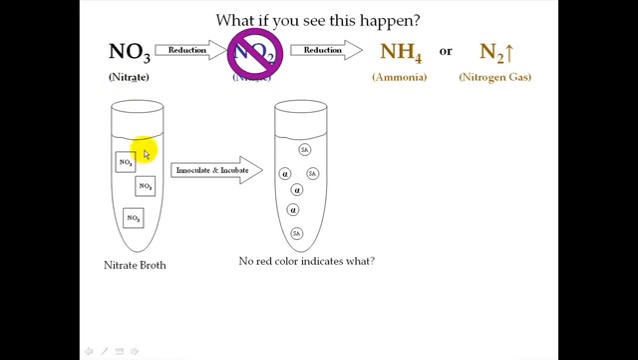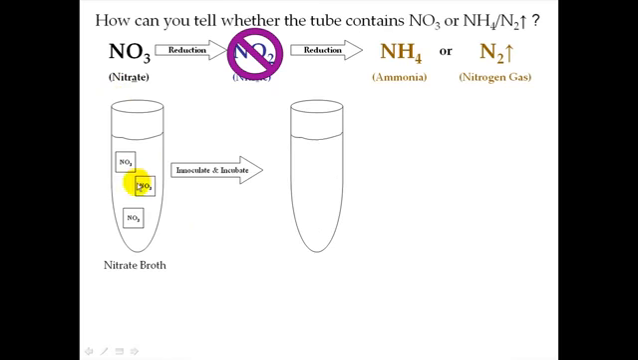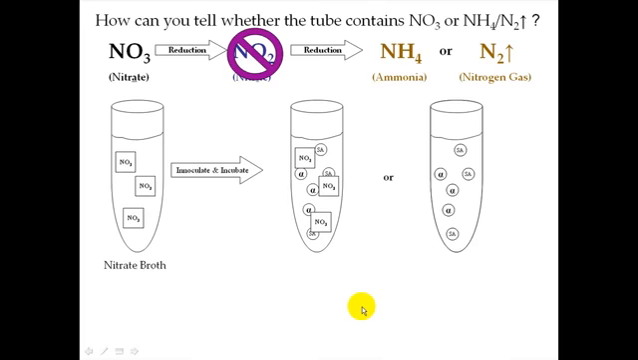So here's what we mean by that. Again, if you inoculate a nitrate tube, and then after that incubation period, you add the sulfanilic acid and alpha-naphthylamine, you see no red color. That could be because either, one, the bacteria weren't able to reduce the nitrates in the tube, right? So everything in the tube is still in the form of nitrate. Or it could be because the bacteria that you inoculated the tube with reduced the nitrates all the way down to ammonia and nitrogen gas. Right? So they bypass the nitrite producing stage.